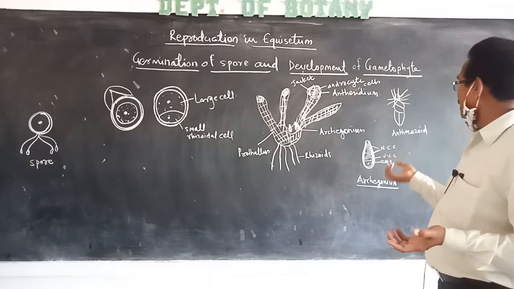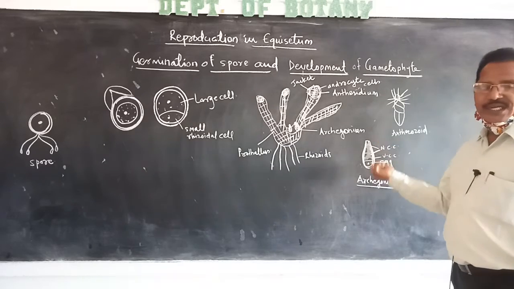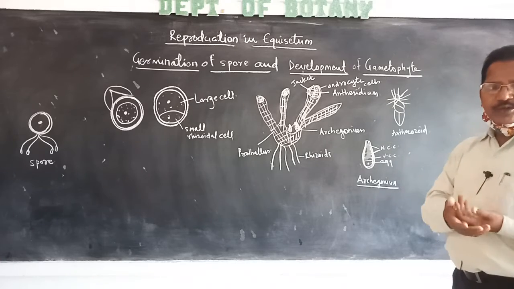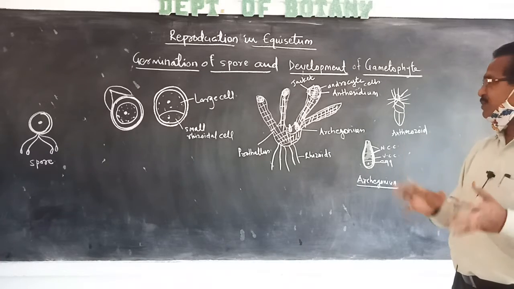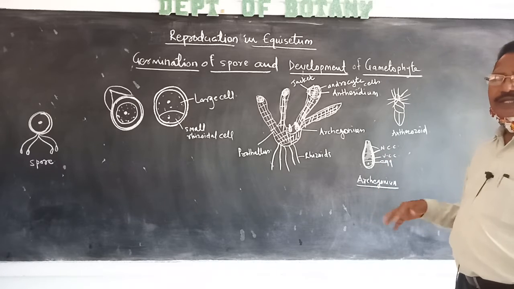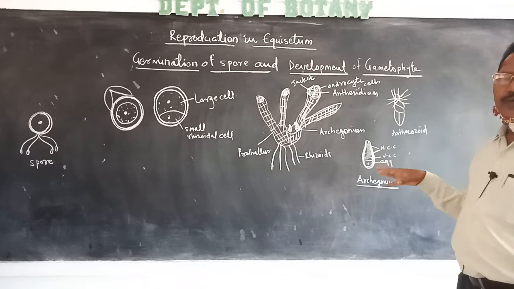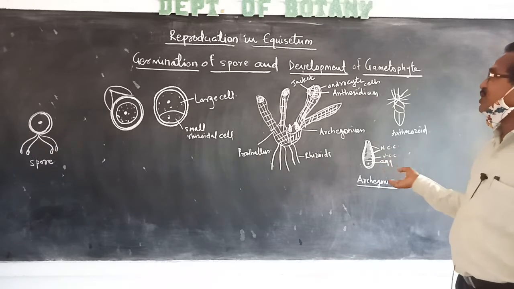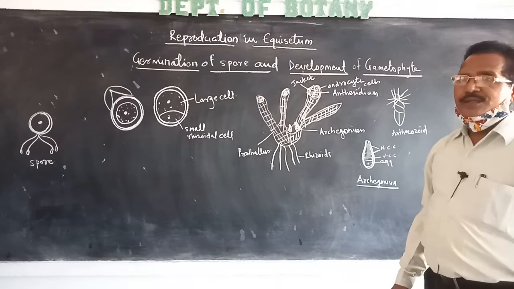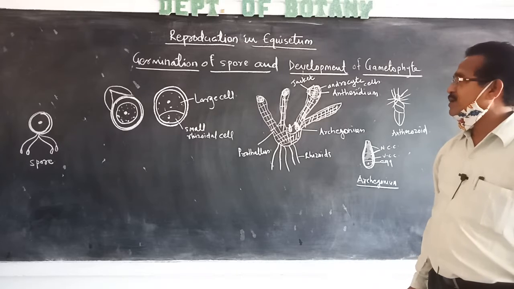After fusion of male and female gamete inside the venter of archegonium, it develops into a zygote. The zygote is the beginning of sporophytic generation. Zygote later develops into an embryo, and the embryo ultimately gives rise to a new equisetum plant. In this manner, the life cycle of equisetum is completed.